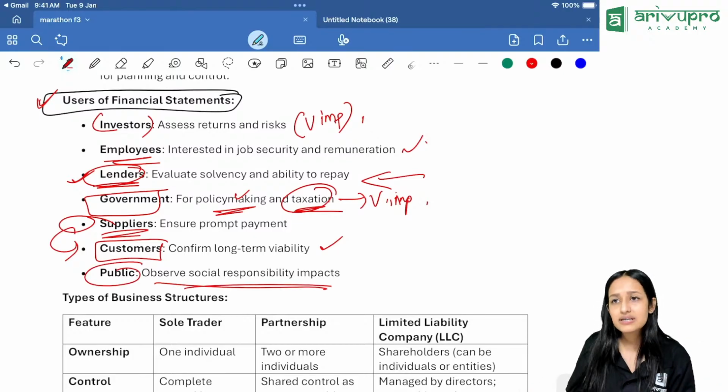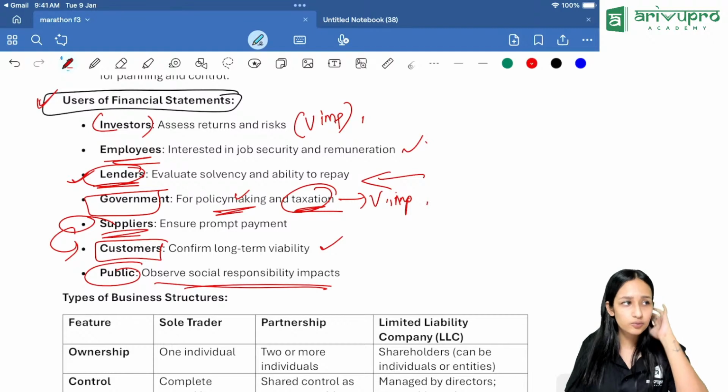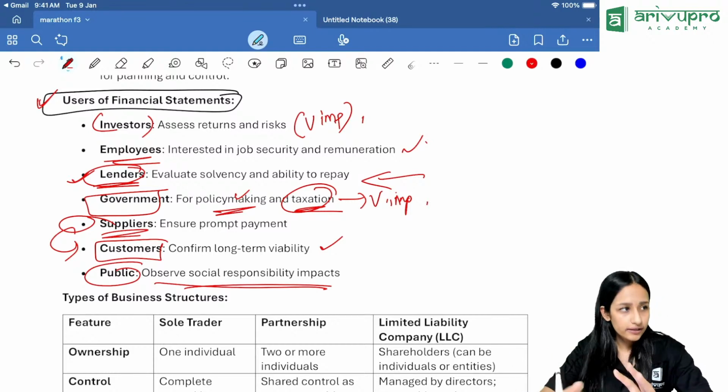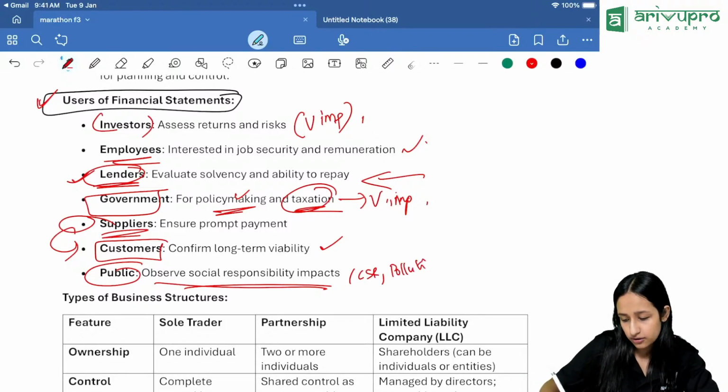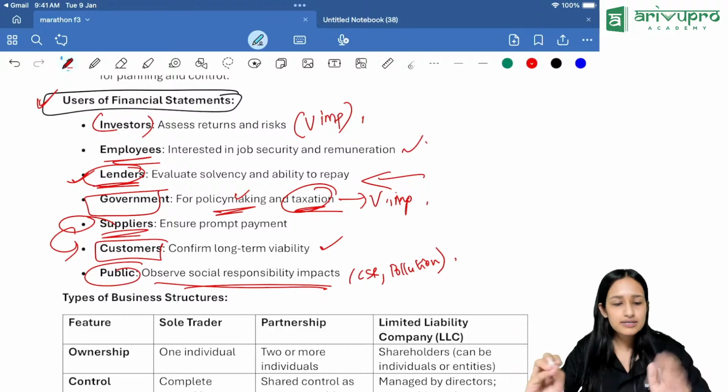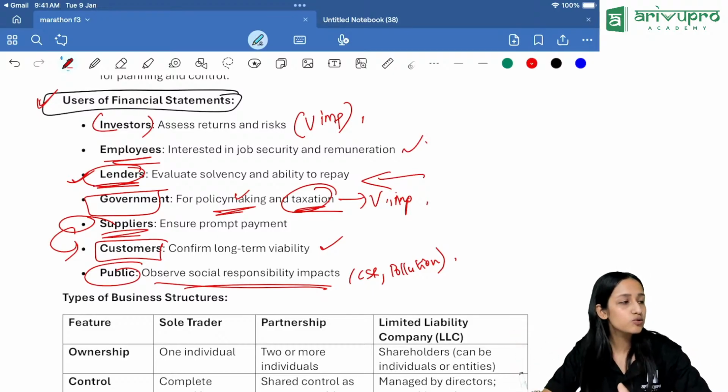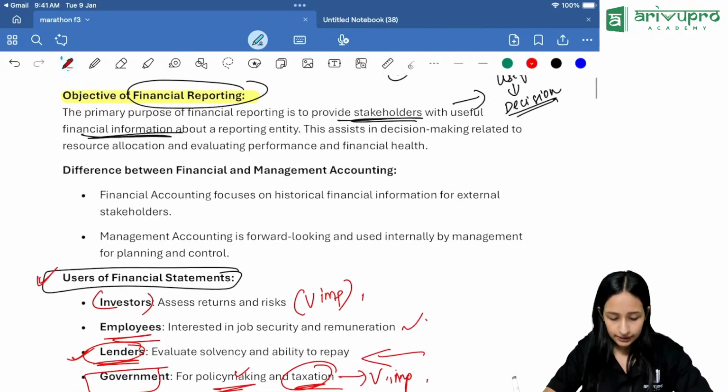Public is basically not directly connected to us. They're indirectly connected to us. How? Let's say, are we fulfilling any CSR responsibilities? Are we causing any pollution to the environment? Anything? These things they look at. Got it? These are the uses of financial statements.